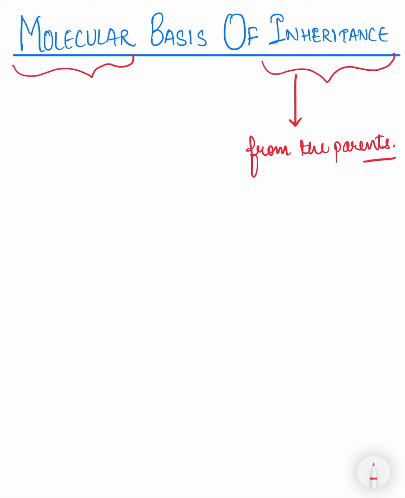Whatever characteristics you are getting from the parents, for example, hair color, eye color, height, weight, whatever it is, from the parents, this is your inheritance. So what are the molecules which are being transferred in the process of inheritance? We call this molecular basis of inheritance. In human beings, what we get from our parents is the molecule DNA. DNA stands for deoxyribonucleic acid.